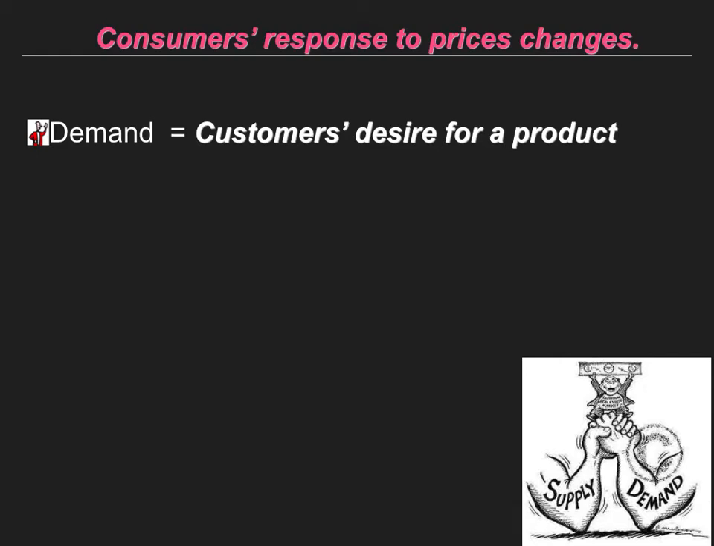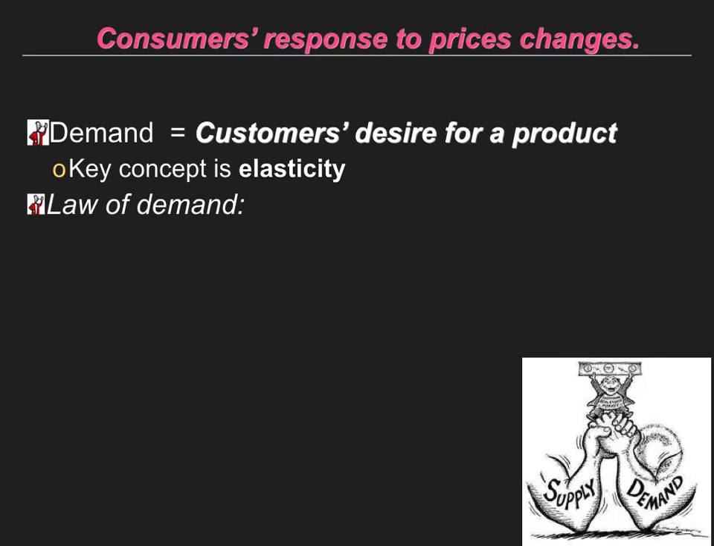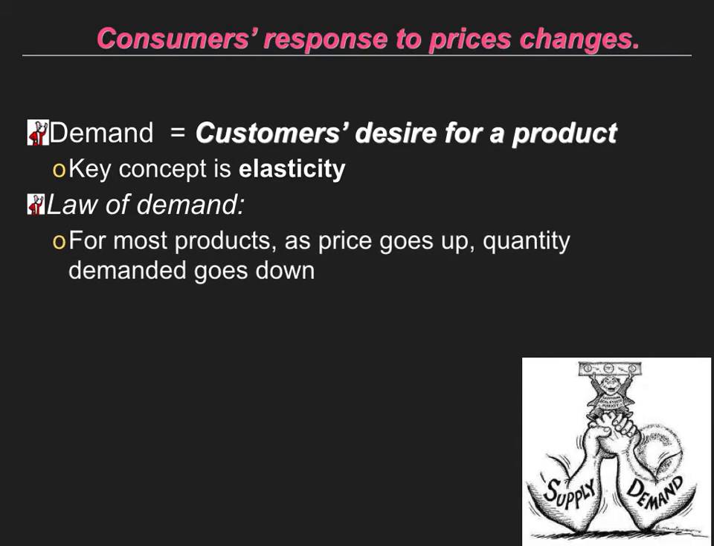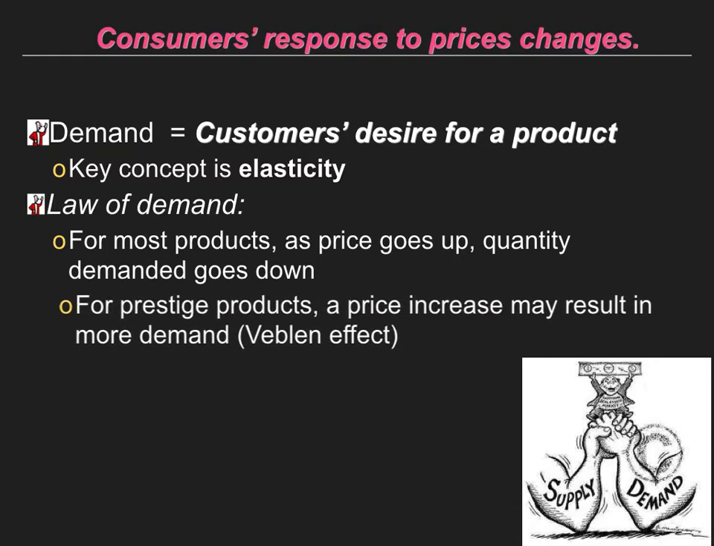One is demand. Demand is customers' desire for a product. And the key concept here is what we call elasticity. And it typically falls under the guise of the law of demand, which means that for most products, as the price goes up, the quantity demanded goes down, right? The more expensive something becomes, the less they may want to have it.